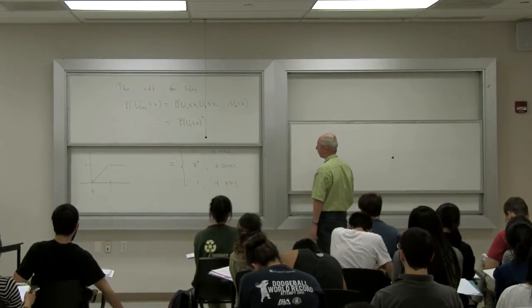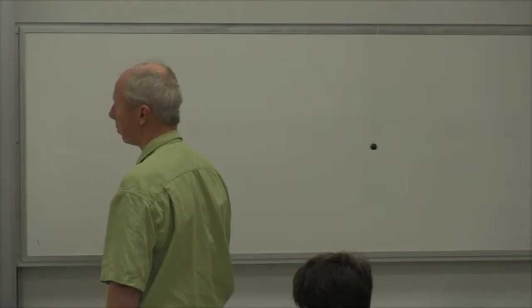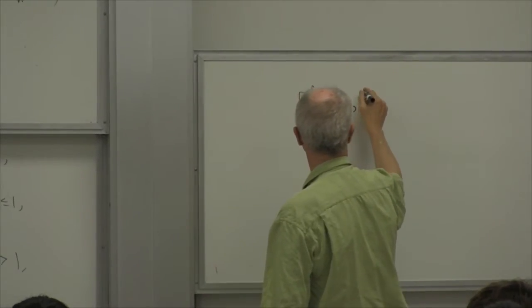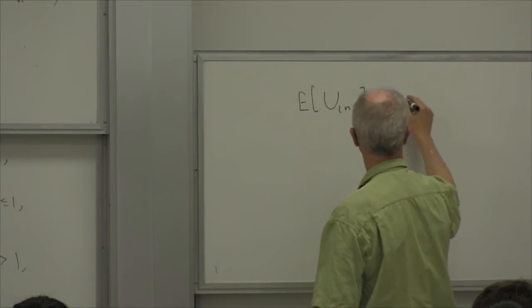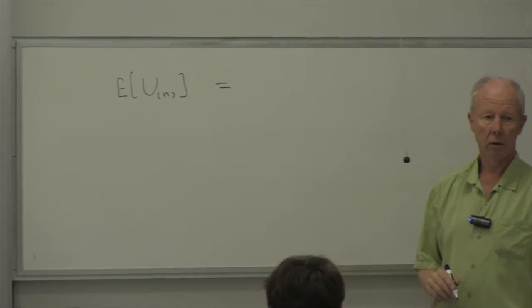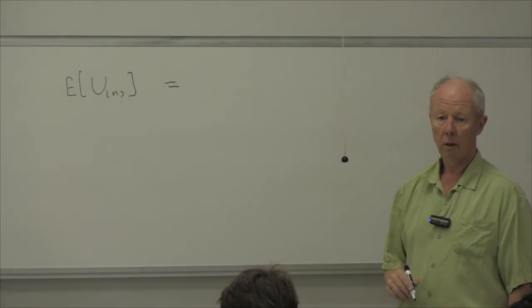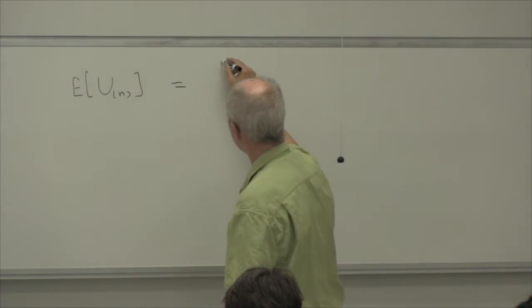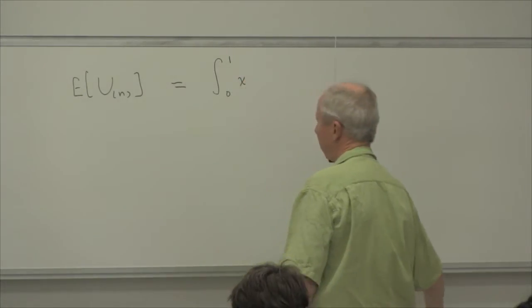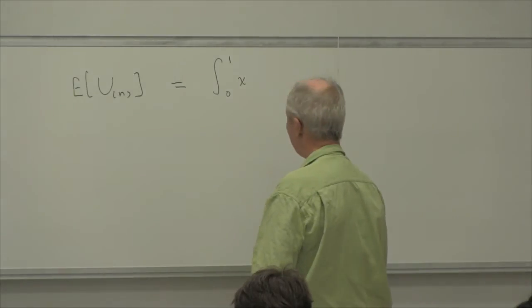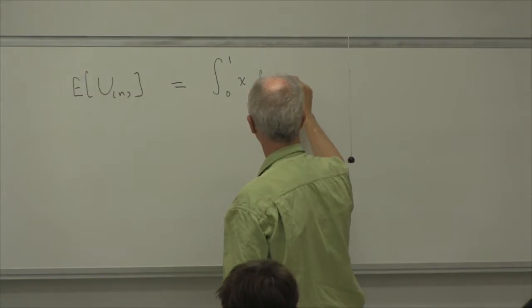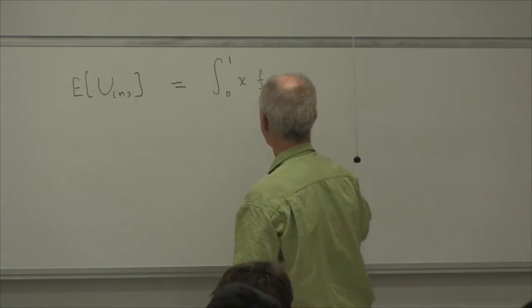Okay, let's find the expected value of U_n. Well, I'll put 0 in there because I know the density will vanish off the interval from 0 to 1.